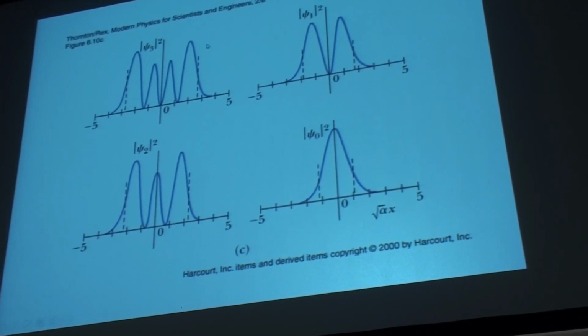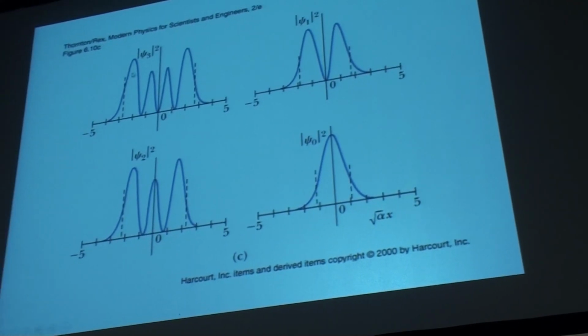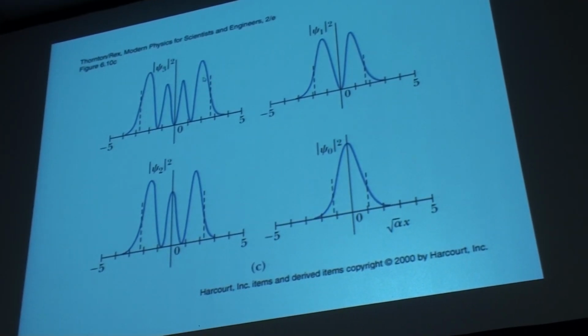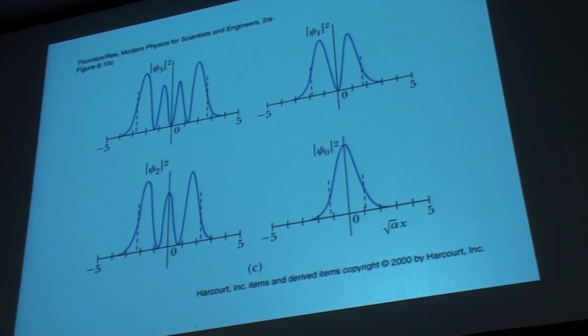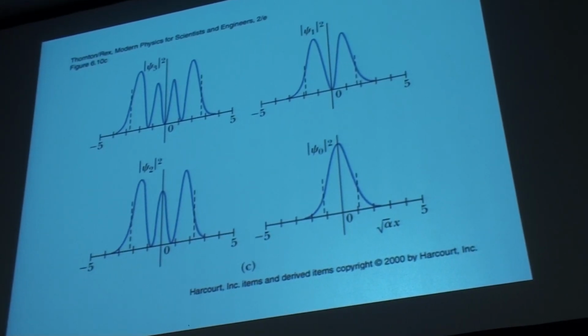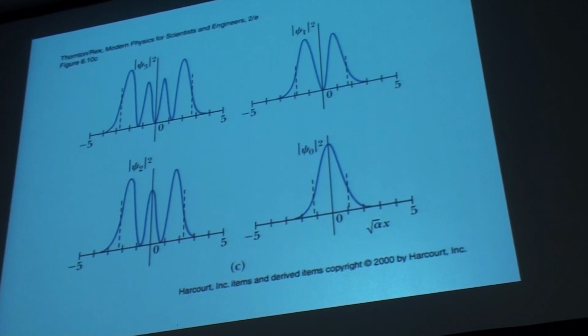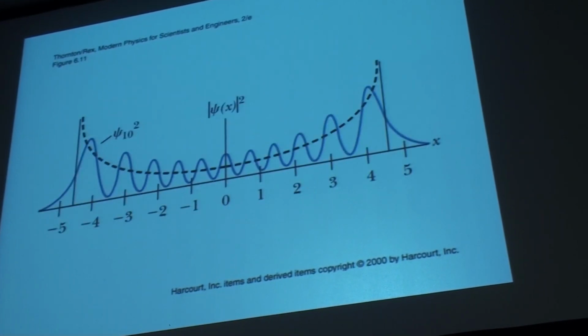Notice what's starting to happen though. As we go to higher values of n, we start getting more probability of finding it where we would classically expect it to be, which is out near the edges, because that's where it's moving slower. So therefore it should be spending more time there. And if you make a lot of measurements of it, it would have a higher probability of being found in areas where it's moving more slowly. So it's starting to correspond to a classical problem.